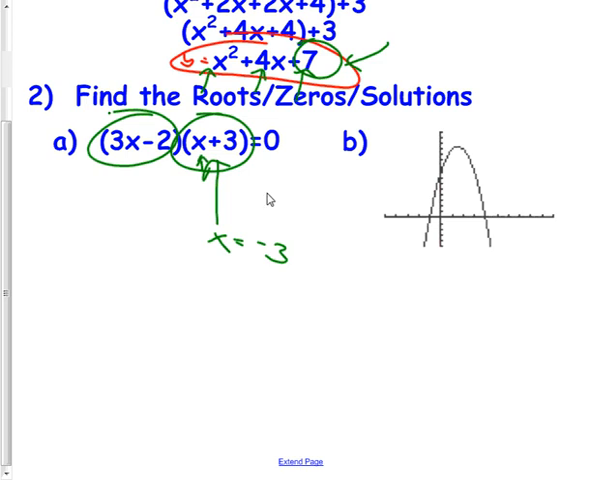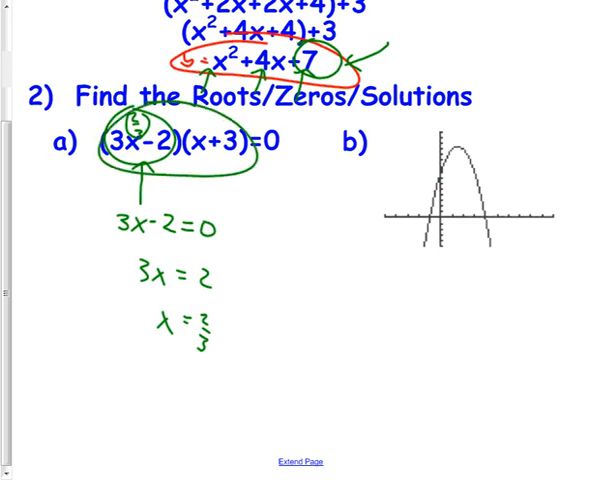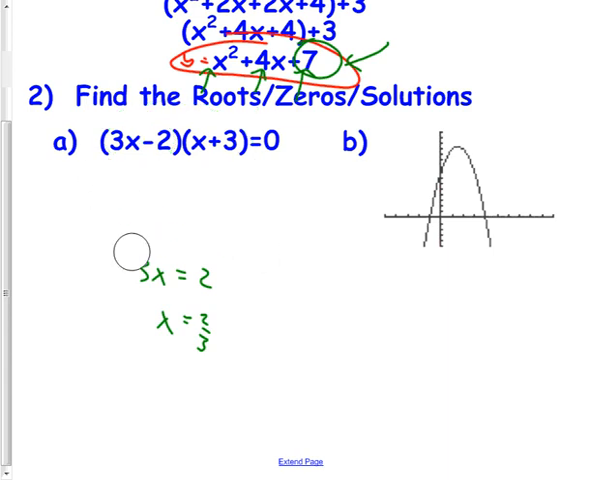Okay, but sometimes they aren't as easy to see. Like this answer is not so easy to see. So what you should do, and I know some of you can do it in your head, is say 3x minus 2 equals 0 and then solve that. You add 2 to both sides, you have 3x equals 2, x equals 2/3. Why is that the solution again? Because if I stick it in here, it makes this part 0, which makes the whole answer 0, which makes the equation true. All right, so that's just a quick reminder about finding the roots or the zeros.